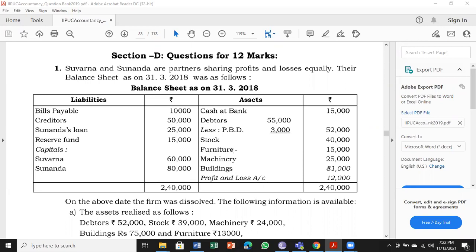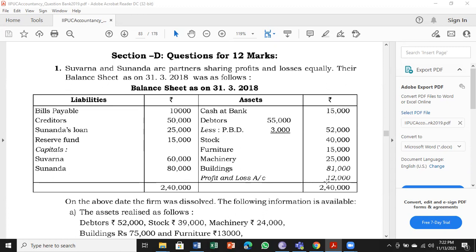Look at the asset side. Cash at bank. So bank account we have to prepare. We have debtors, inner column 55,000 less PBD, provision for bad debts. So this is called reserve on asset. So PBD comes on credit side, debtors will come on debit side of the realization account. Then we have stock, furniture, machinery, building, all the four to be debited to realization account.